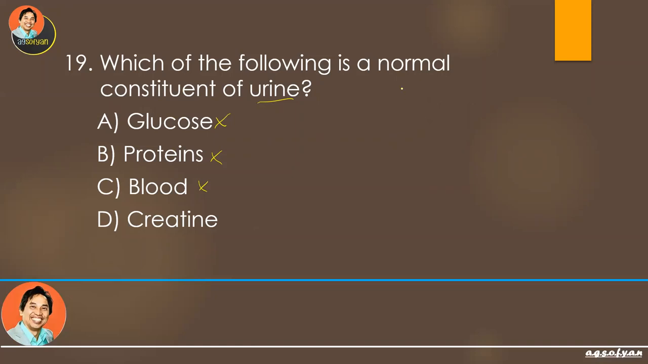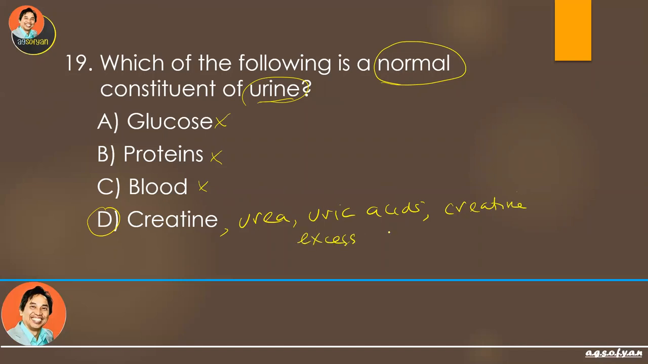So the normal constituent or the normal molecules in the urine will be the creatine. Okay, we can also put urea, uric acid, and creatine. If we have excess ions, they will also be in urine. Okay, so these are the normal constituents of urine. So the answer should be D, creatine.